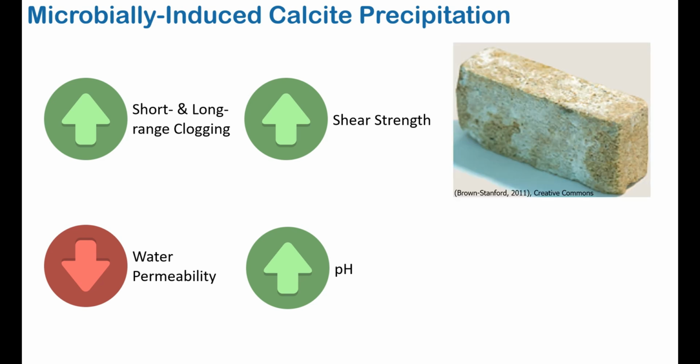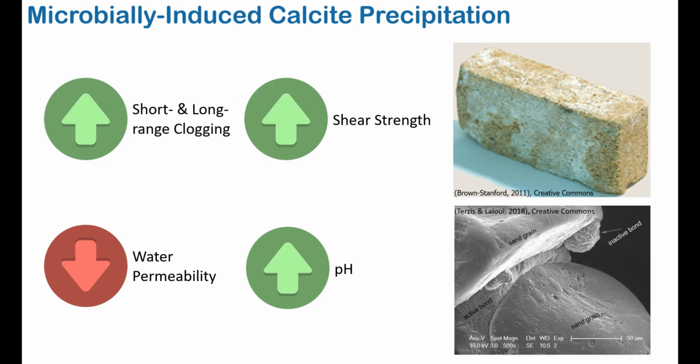Biosandstone has been produced using MICP, which resulted in a material with high shear strength, and scanning electron microscopy studies have been conducted to demonstrate the ability of MICP to bind sand particles. These studies suggest that MICP has the potential to reduce voids and improve bed stability in co-disposed tailing beds.